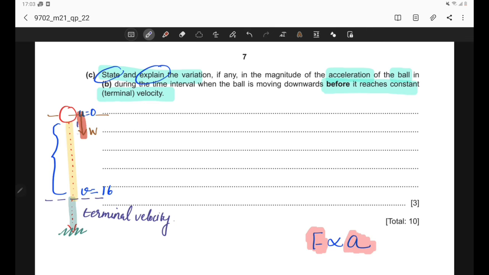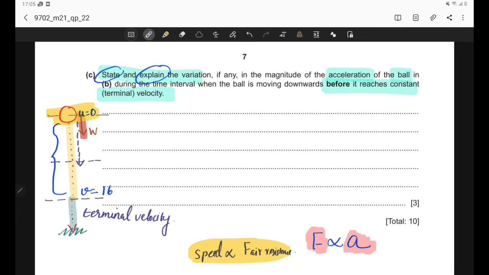When the ball falls downwards, as its velocity increases because of the acceleration, the air resistance or the resistive force on the ball will increase. It's because the speed or velocity is proportional to the resistive force or air resistance. So this is a very important point. As the speed increases, the resistive force will increase. So initially the speed was 0, so the resistive force was 0, but gradually the speed is increasing, so the resistive force will increase.